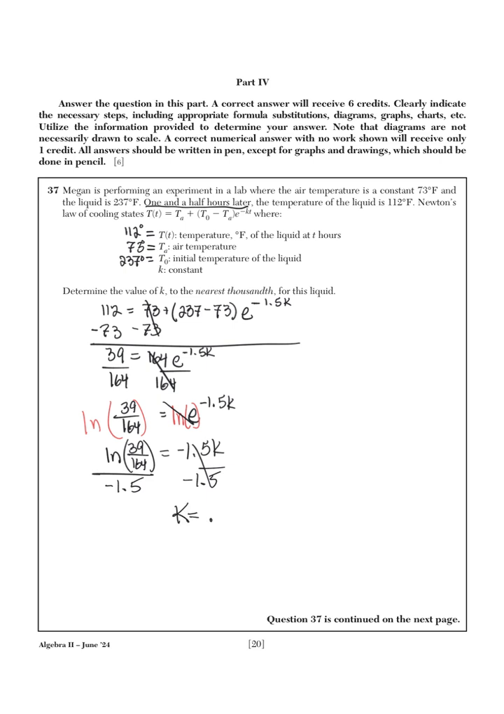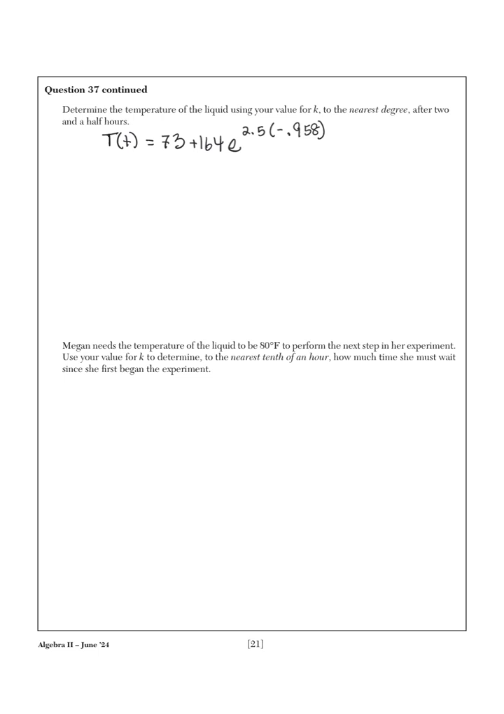And I end up with 0.9575. It says to round it to the nearest thousandth, so that's 0.958. There's your answer. For the second part here, it wants you to determine the temperature. So this is the temperature, and I'm just going to leave that as T of t, using your value for k that we got on the first part.